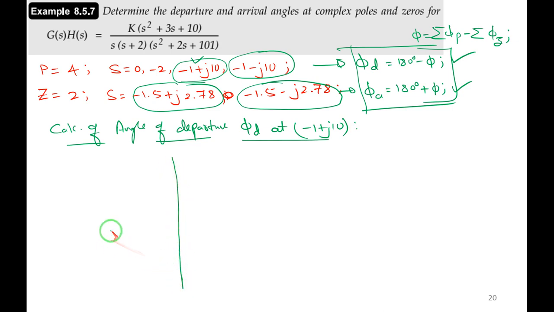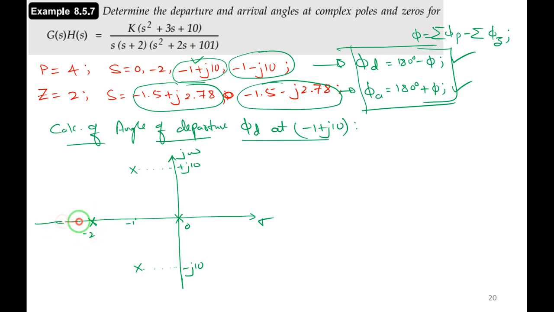Draw the pole-zero plot. Sigma, j omega. The poles are located at 0, and minus 1 plus j10, which will come somewhere here. This is minus 1, and here minus j10. And minus 2, one of the poles is there.